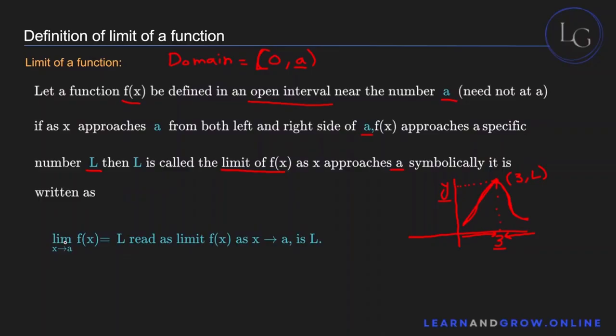The limit of f of x as x approaches a is equal to L, right? So basically, if you look at this particular example here, let's say that the y point over here is equal to 4. So what you write this particular example down as is limit as x approaches 3 is equal to 4. Okay, so this is just the basic explanation.